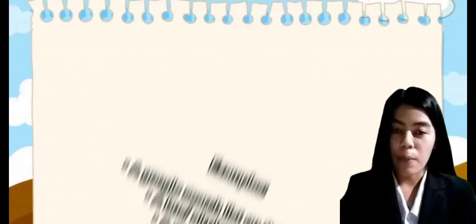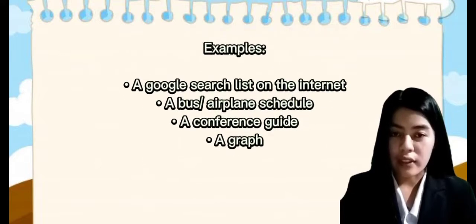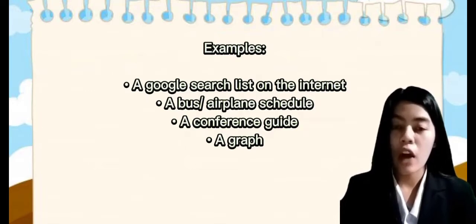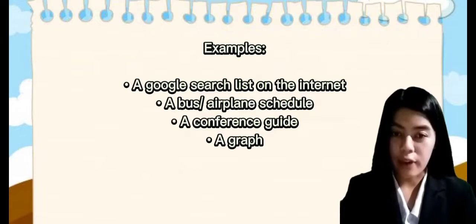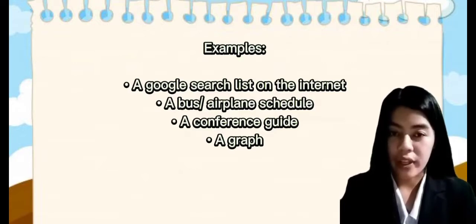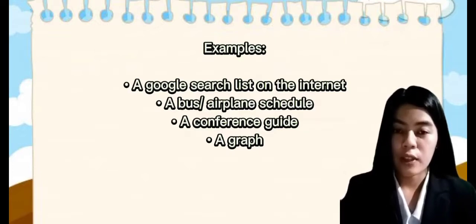So here are examples of scanning. We have a Google search list on the internet, a bus or airplane schedule, a conference guide, a graph. You scan when you are looking up a word in a dictionary. So that's for scanning. You are searching for specific information.